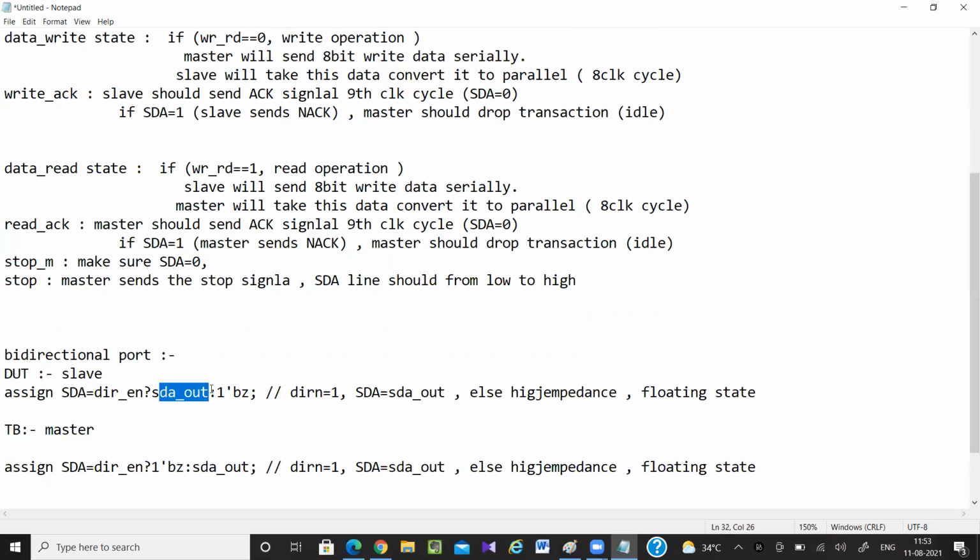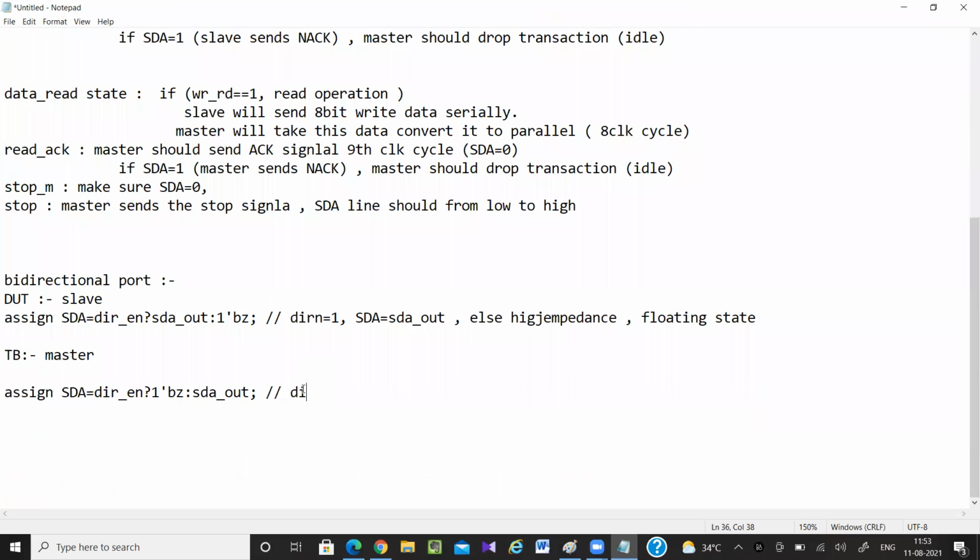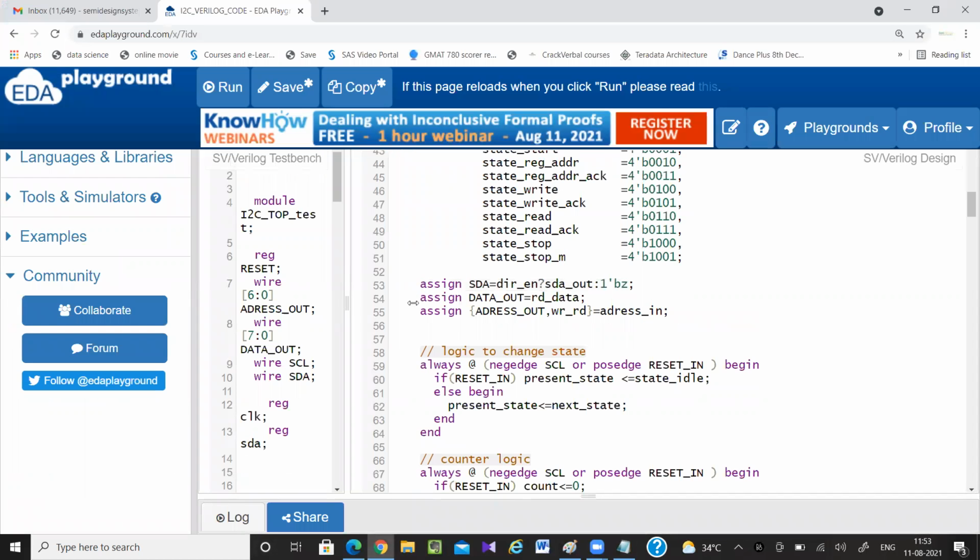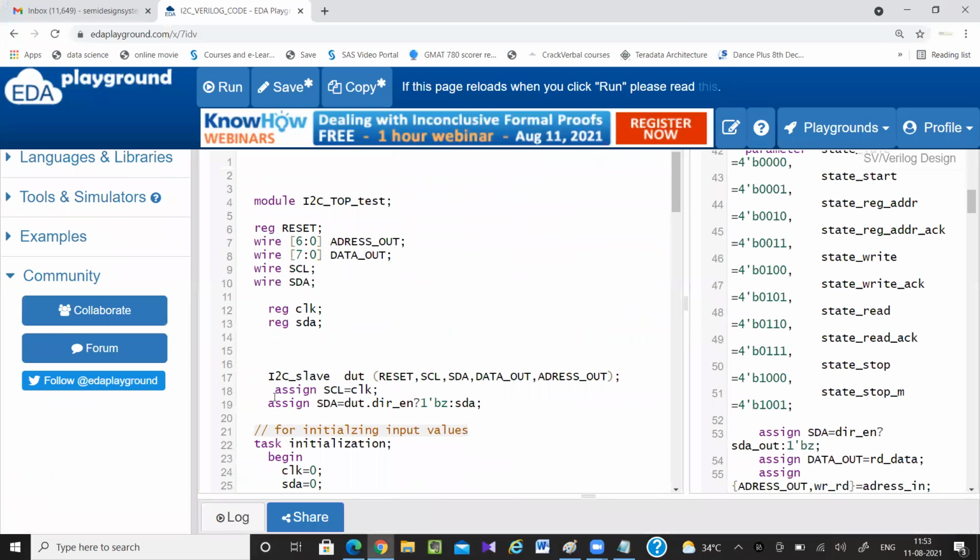Now when direction enable is equal to 1, it will go to high impedance. Here it will be SDA out. So when it is equal to 1, it should get data from the master. Understood? Okay, so high impedance state means whatever value is coming from the opposite side, it will take that. It is like a floating state. Whatever I have written here is just the opposite of what I wrote there.